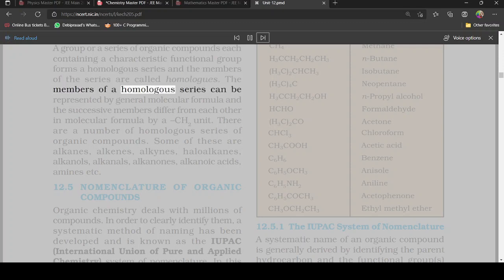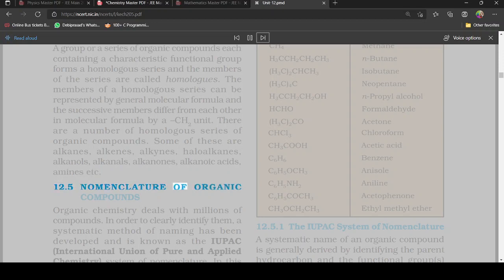Homologous series. A group or a series of organic compounds, each containing a characteristic functional group, forms a homologous series, and the members of the series are called homologues. The members of a homologous series can be represented by a general molecular formula, and the successive members differ from each other in molecular formula by a CH2 unit. There are a number of homologous series of organic compounds. Some of these are alkanes, alkenes, alkynes, haloalkanes, alkanols, alkanals, alkanones, alkanoic acids, amines, etc.